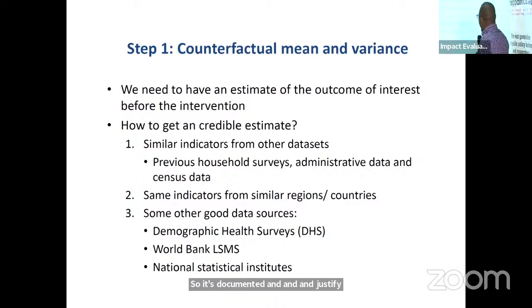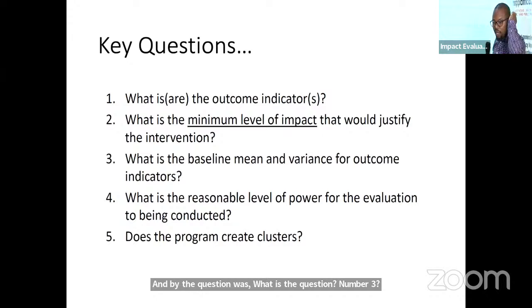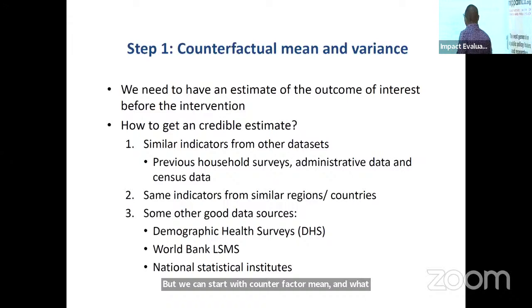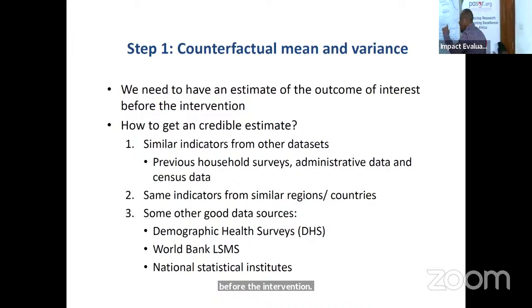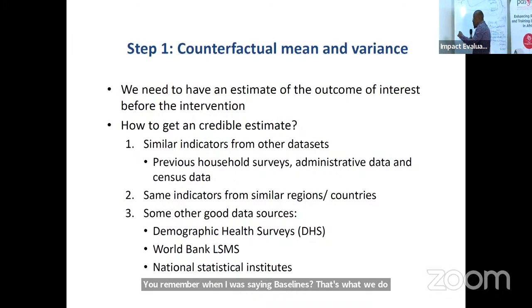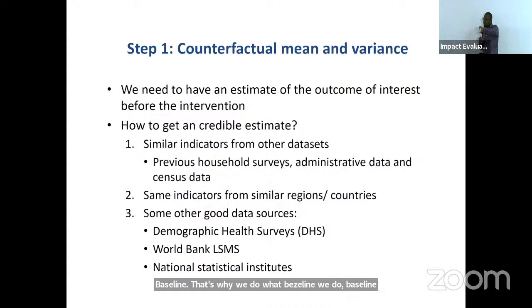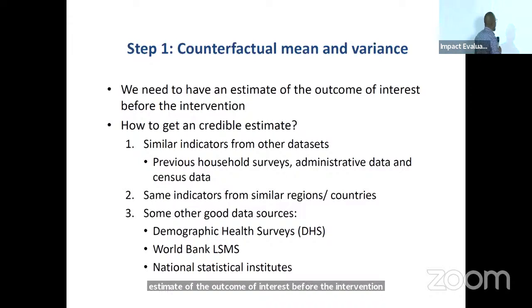So let's first, step 1, counterfactual mean and variance. Remember the question was, what is question number 3? But we can start with counterfactual mean and what? Variance. We need to have an estimate of the outcome of interest before the intervention. You remember when I was saying baselines? That's why we do baseline. We do baseline before the intervention. And the reason we did baseline was what? To do balance check. And so we need to have an estimate of the outcome of interest before the intervention. And how do we get a credible estimate?